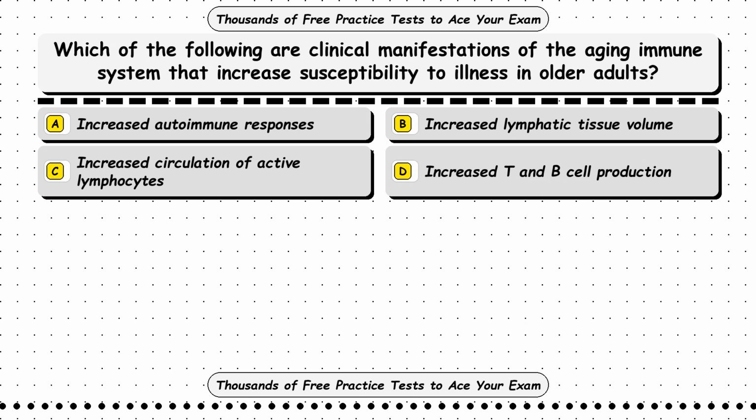Question 60. Which of the following are clinical manifestations of the aging immune system that increase susceptibility to illness in older adults? Option A, increased autoimmune responses. Option B, increased lymphatic tissue volume. Option C, increased circulation of active lymphocytes. Option D, increased T and B cell production.